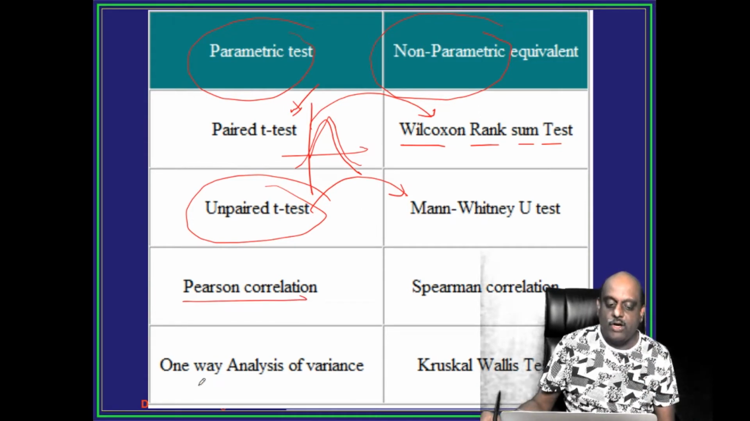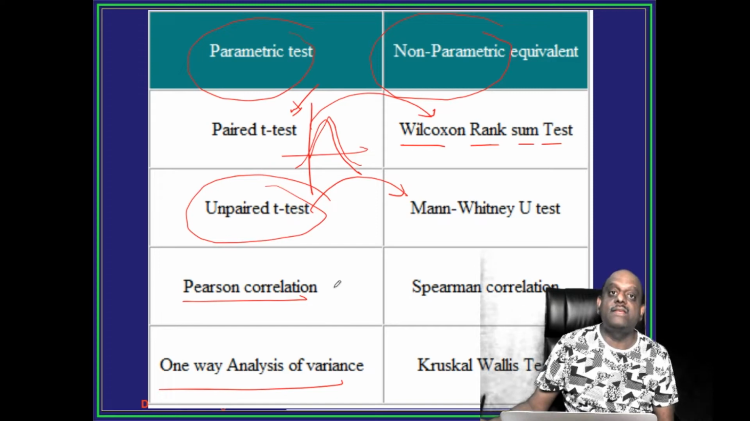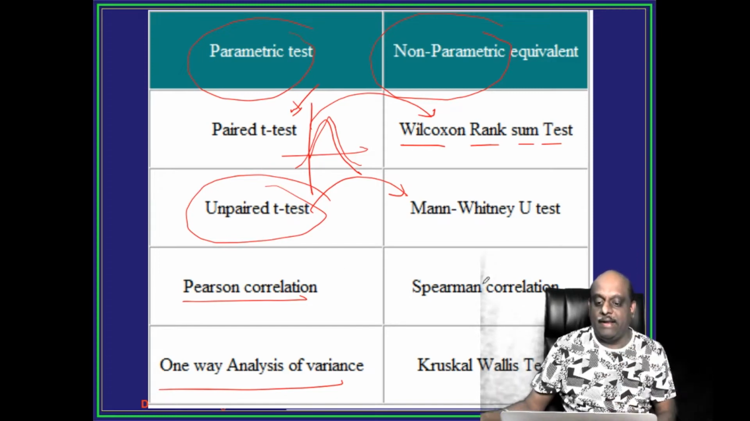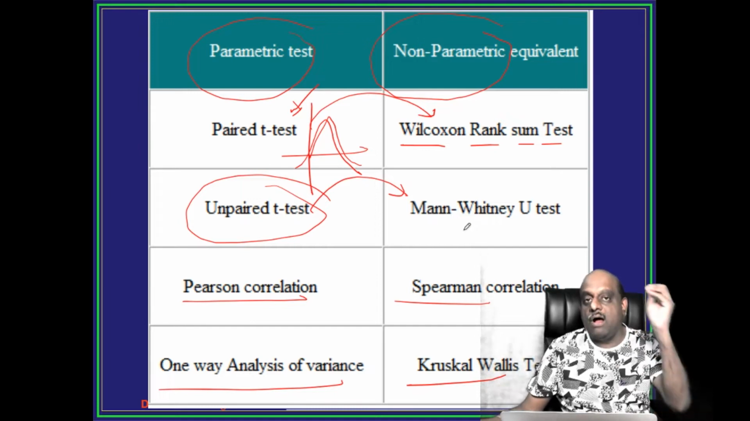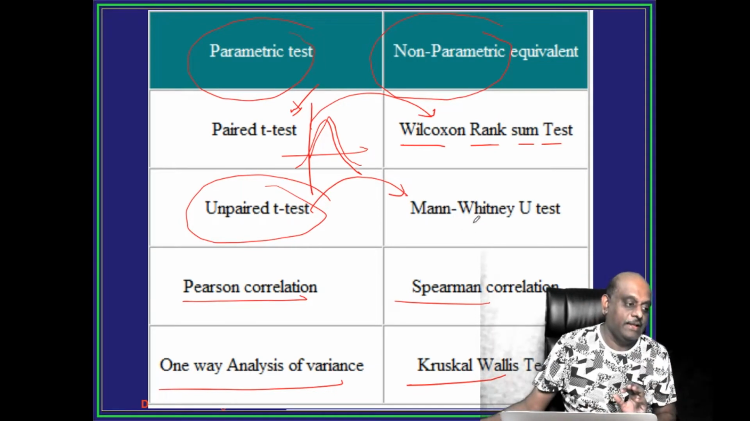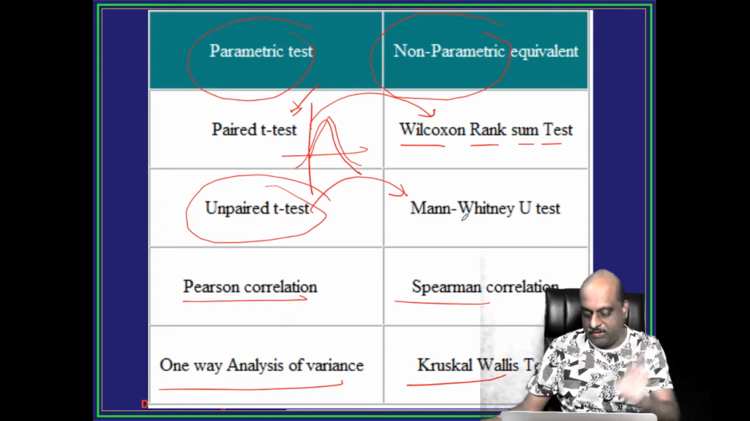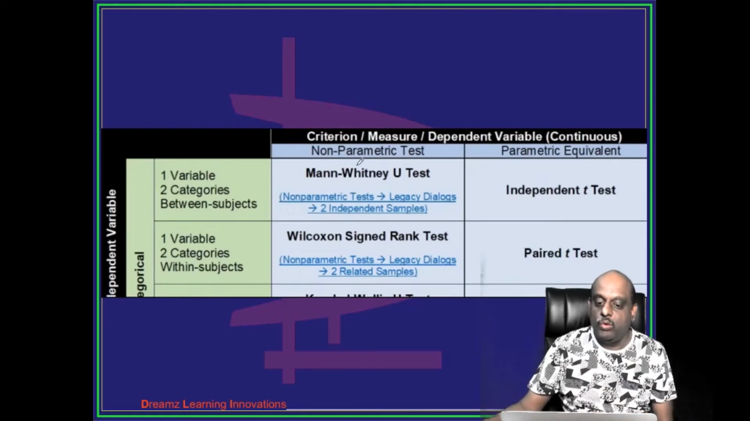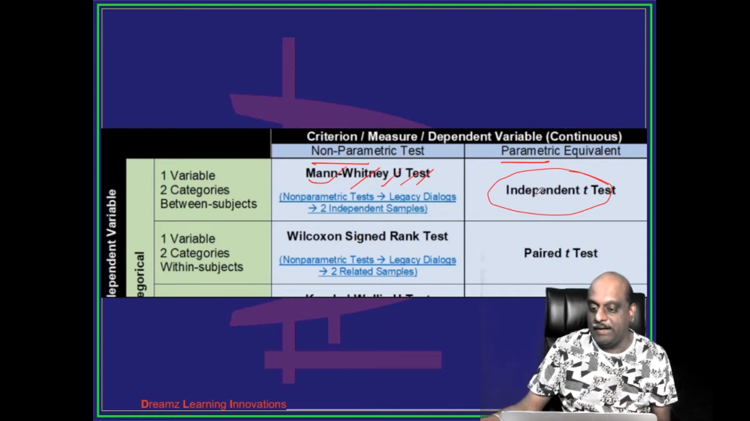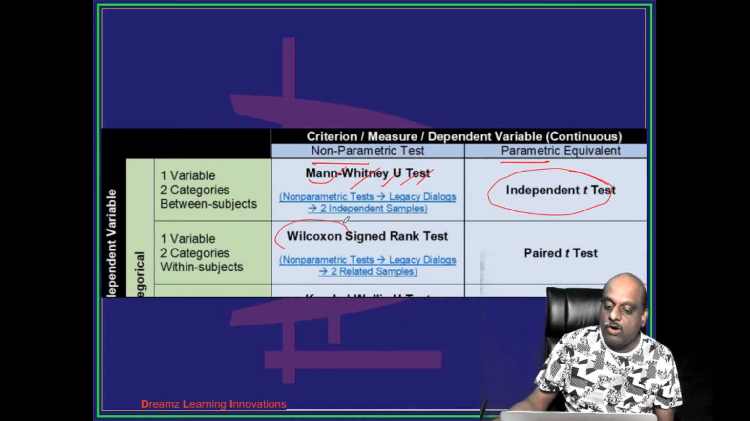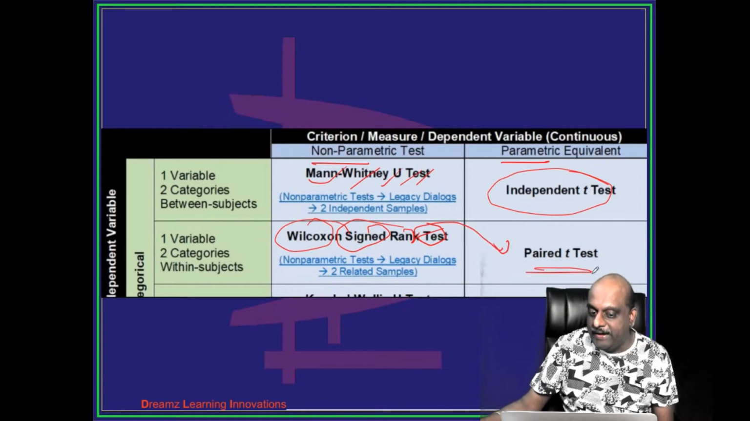Similarly, Pearson correlation and one-way analysis of variance are parametric, whereas Spearman correlation and the Kruskal-Wallis test are non-parametric. So, non-parametric and parametric equivalents: the Mann-Whitney U test's counterpart is the independent t-test. Wilcoxon signed rank test's counterpart is the paired t-test.